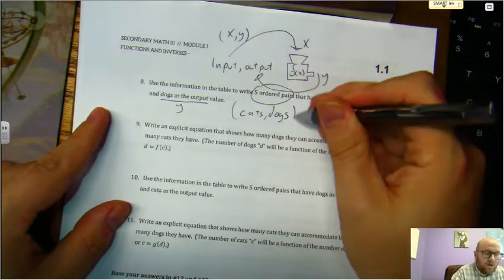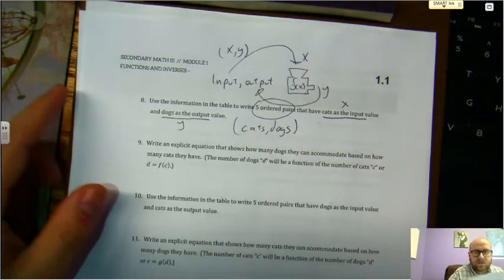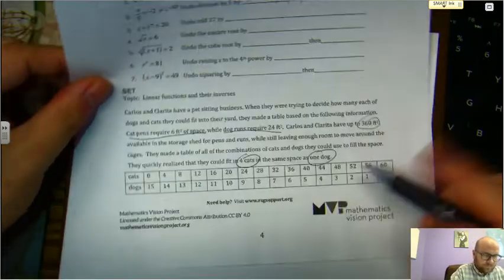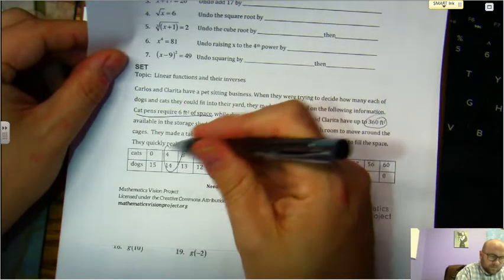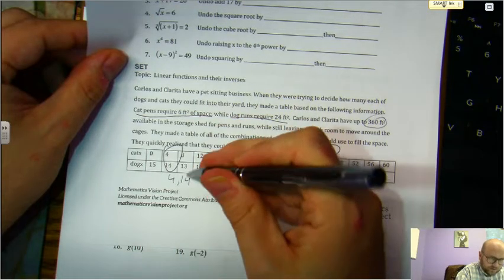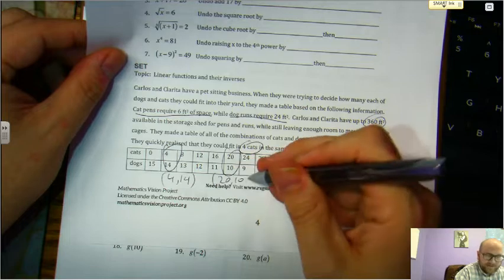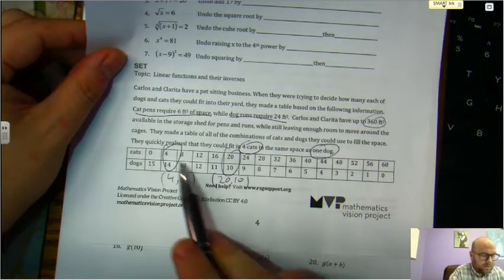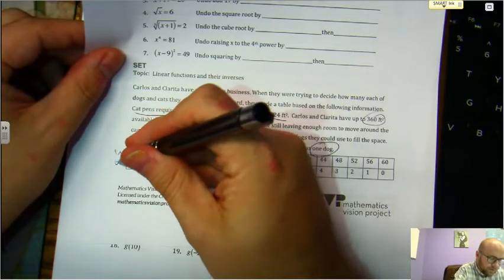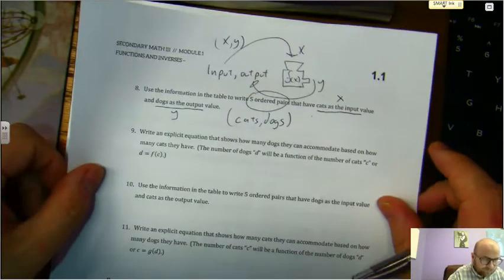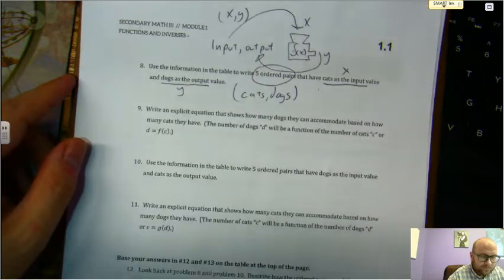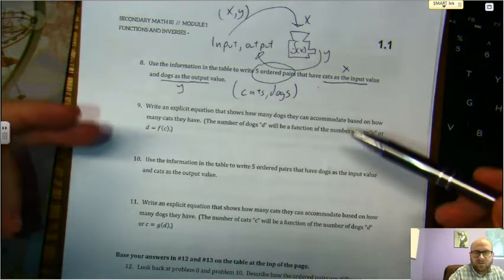Okay. So looking at our table, 414, cats, comma, dogs. 2010, cats, comma, dogs. Input, output. Okay, so do that a few more times. And then each of the following questions will build on that.